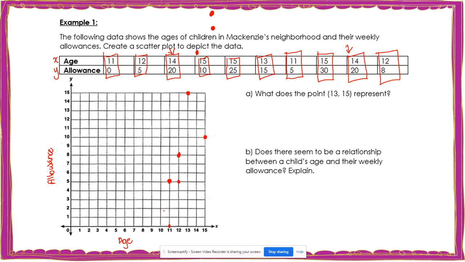Now, of course, we always have what we call outliers for this. So we always have points that don't necessarily fit into a perfect pattern. So we're going to learn about that later this week when we talk about outliers and finding what we call a line of best fit.